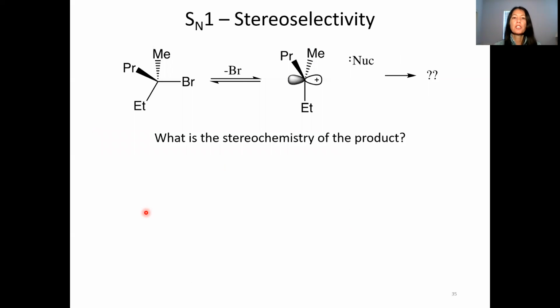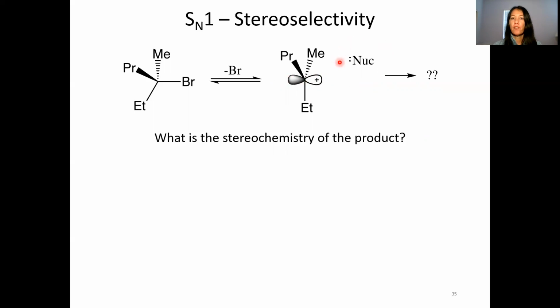Okay, let's talk about stereochemistry. Could you predict the stereochemical outcome? Let's look at this. This has the stereo center because there are 4 different groups off of this carbon center. Leaving group reveals this carbocation. But remember, carbocations are planar because there are 3 groups and you have this open vacant p orbital that is waiting to receive electron density from a nucleophile.